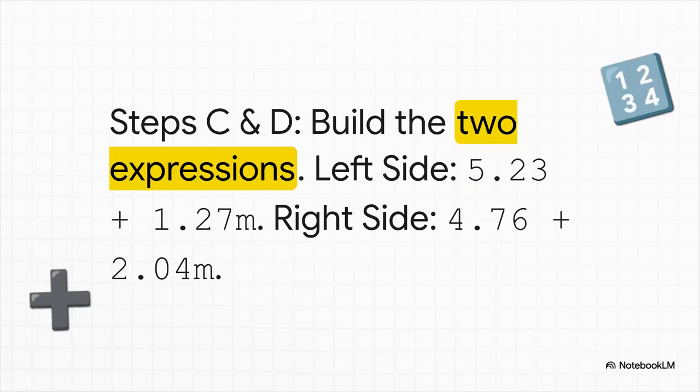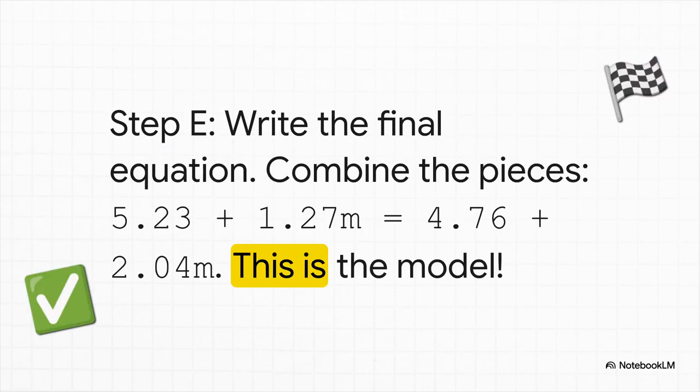Okay, now for C and D, this is where we build our two little math phrases, our expressions. For C, the left side, we'll write one for the anaconda. Its starting length of 5.23 plus its growth of 1.27 times per month. For D, the right side, we do the same for the python. Its starting length of 4.76 plus its growth of 2.04 times per month. And finally, part E is the grand finale. You just put all the pieces together. You take the expression from C, the equal sign idea from B, and the expression from D, and you smash them all together to make the final algebraic equation that you're going to solve.